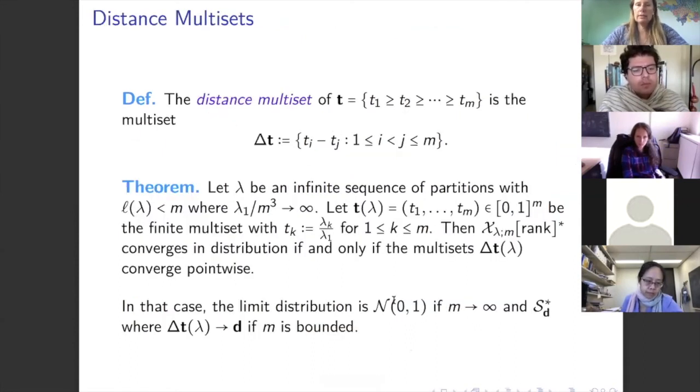Okay, so to get to semi-standard Young tableaux, we also have to look at the distance multiset of a set. So if you have a decreasing sequence of real numbers t1 through tm, the distance multiset is what you get when you take the m choose 2 differences, ti minus tj. Take the bigger one minus the smaller one. So these will also be non-negative real numbers. That's the distance multiset delta t.